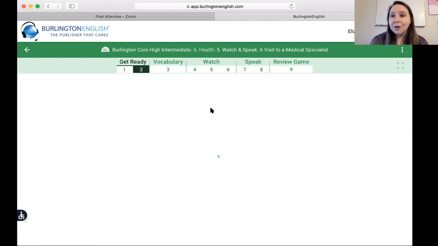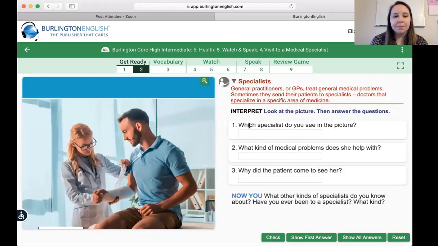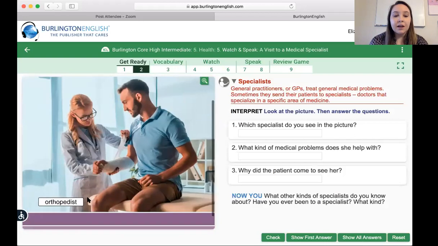So today we're going to be looking at a specific type of specialist, and that specialist is called an orthopedist. An orthopedist is someone who works with broken bones. Someone who works with your bones. They have studied bones and figure out what the problem is. Is your bone broken? Is it fractured? Or do you just have a sprain?